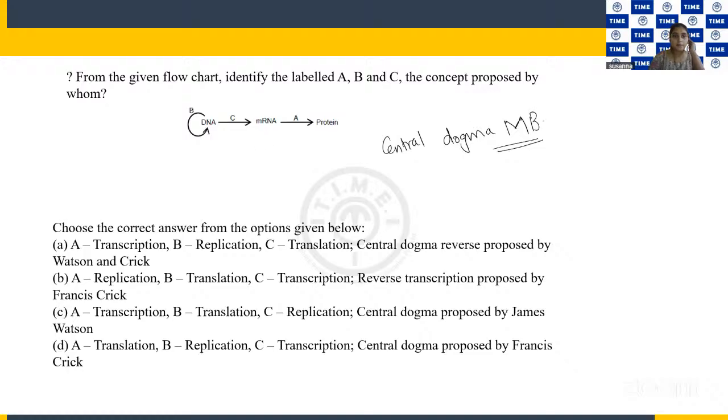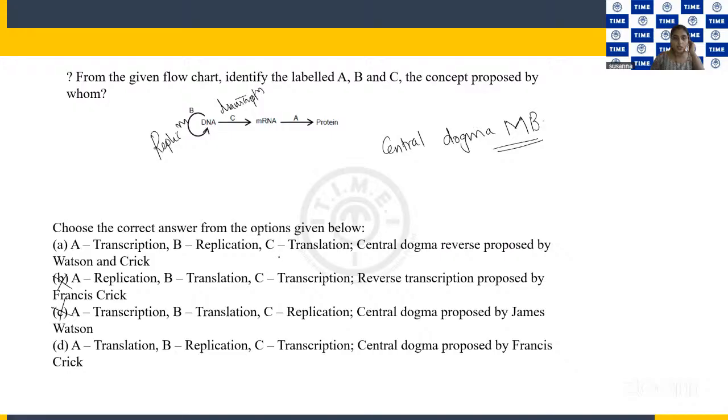So what is B? B is replication, right? B is replication, so we have two options. You can cancel out B and C. So the answer will be either A or D. So let's see. DNA to RNA, it will be transcription. That is C, it is what? C is transcription.